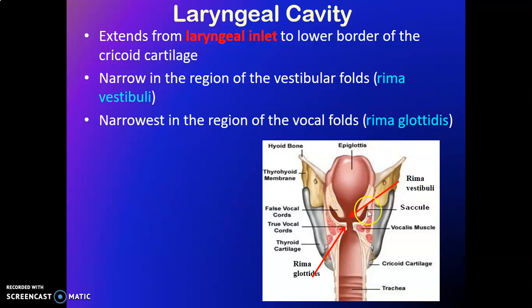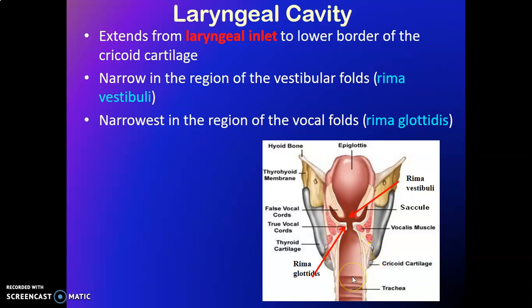These are the vestibular folds, and this is the portion of the vocal cords. You can see the vocalis muscle. That's this narrow portion of the larynx, which we call the rima glottidis. So you can appreciate the false vocal cords bilaterally, and the vocal cords are here. At the false vocal cords, you have your rima vestibuli, and at the true vocal cords, the space of the larynx is where we have the rima glottidis. And that's the cricoid cartilage, and below the cricoid cartilage is the trachea.